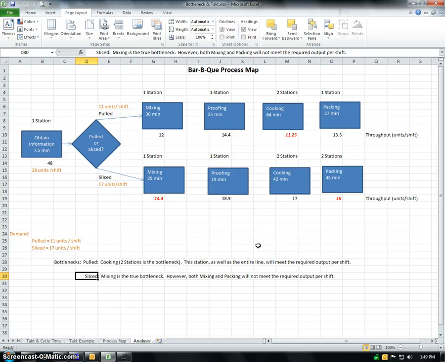And we'll talk about later what we can do to balance out the workload, ways that we can increase capacity, but we can see that our pulled workstations have enough capacity to meet demand. Our sliced workstations do not have enough capacity, at least mixing station and packing station do not have enough capacity to meet the required demand. Our bottlenecks, again, cooking is the bottleneck on the pulled station. The bottleneck in the sliced station is the mixing operation.